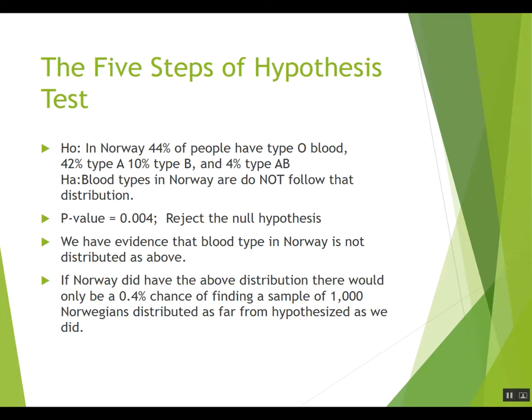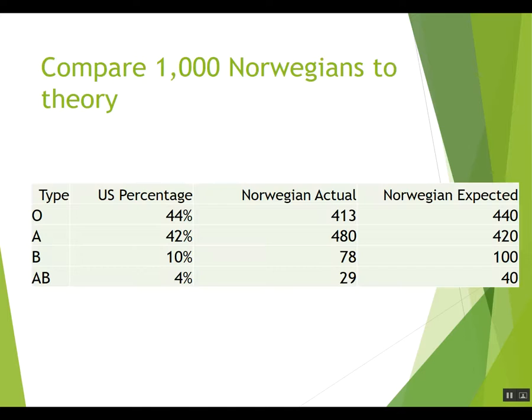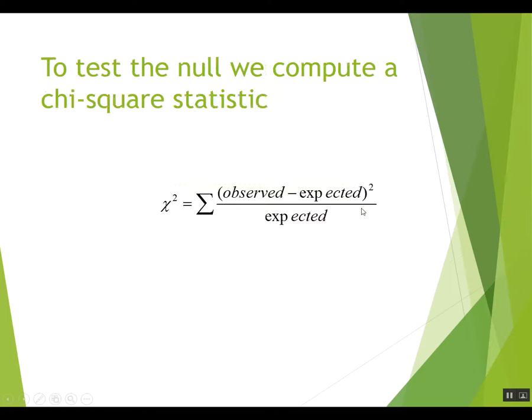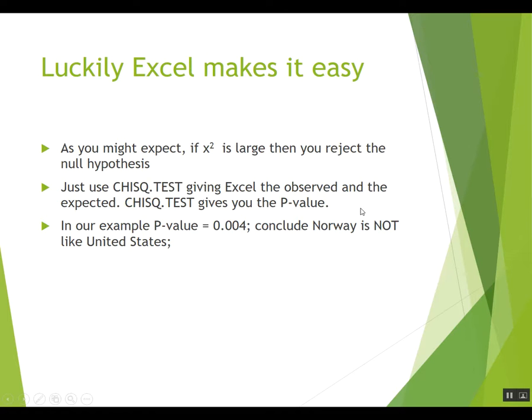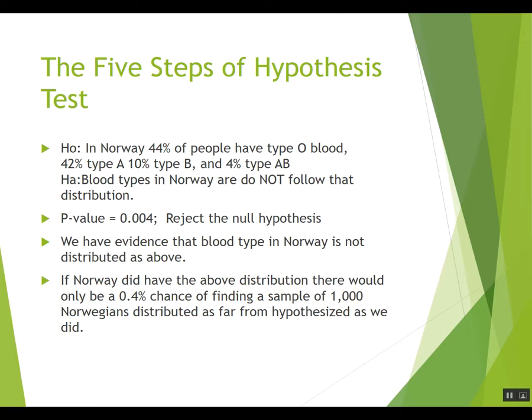So those 1,000 Norwegians that we got up here, could that happen if Norway looked like this? Yeah, it could happen that they'd be this far off, that the expecteds and the actuals would be this far off, but there'd only be a 0.4% chance of that happening, and so that's why we reject it. Okay, so that's a one-way chi-square.